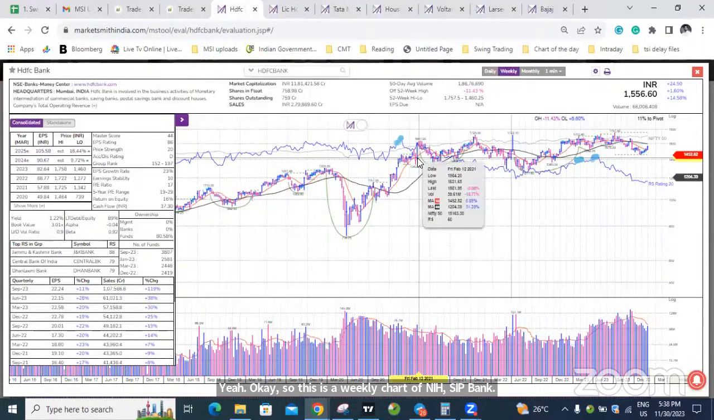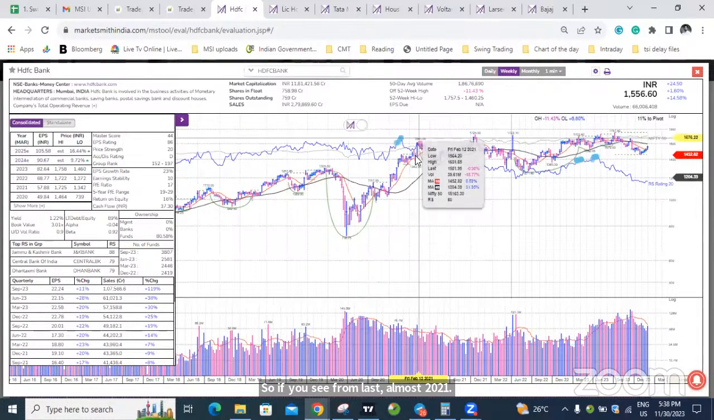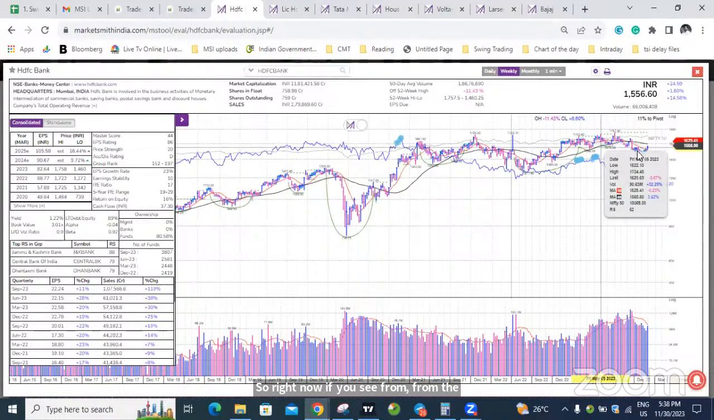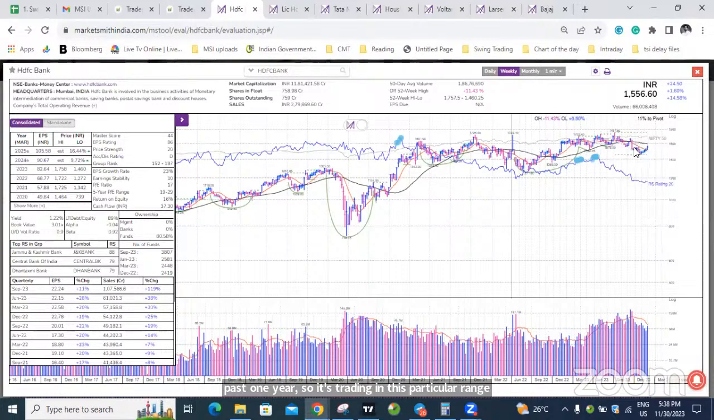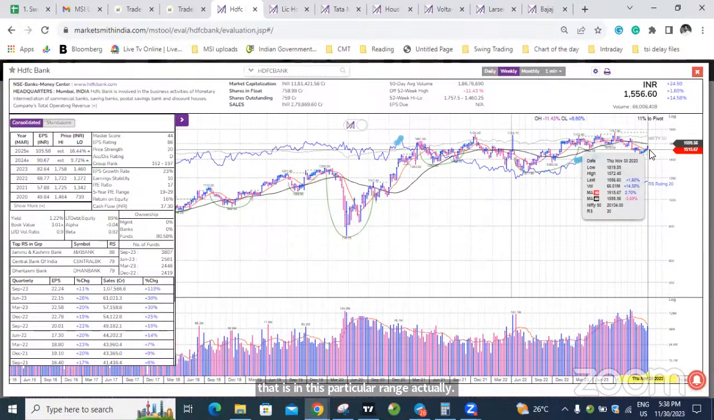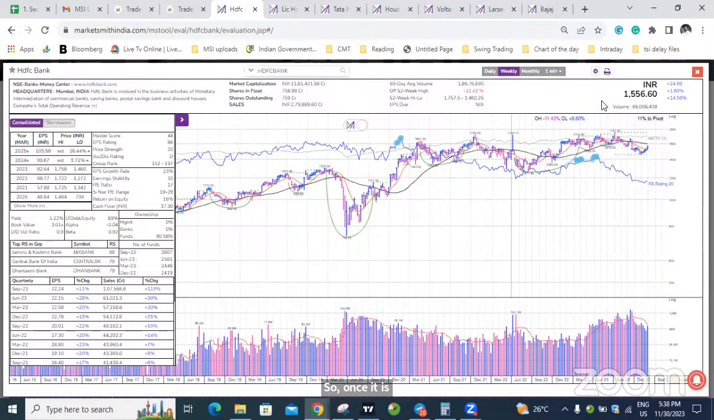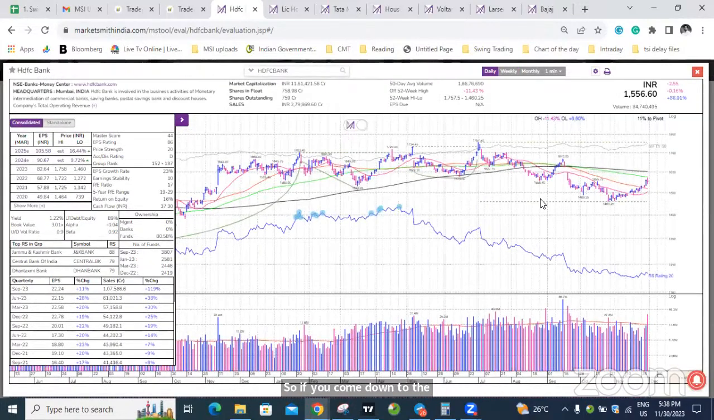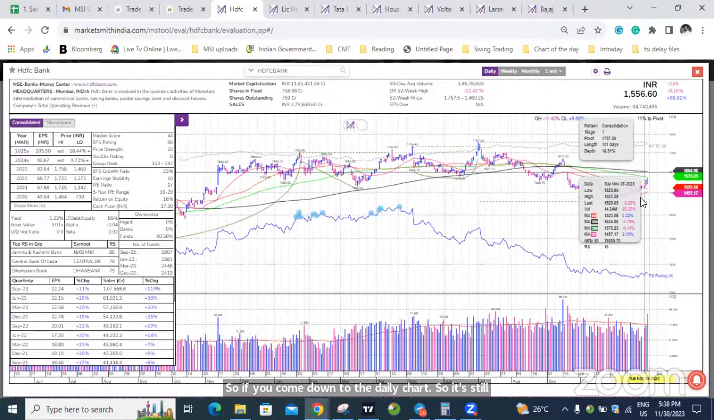So if you see from almost 2021, it is trading in this large price range. Right now, if you see the recent past one year, it's trading in this particular range. It is trading below its major key moving averages, that is 200 DMA and 50 DMA. If you come down to the daily chart, it's still trading below its key moving averages.